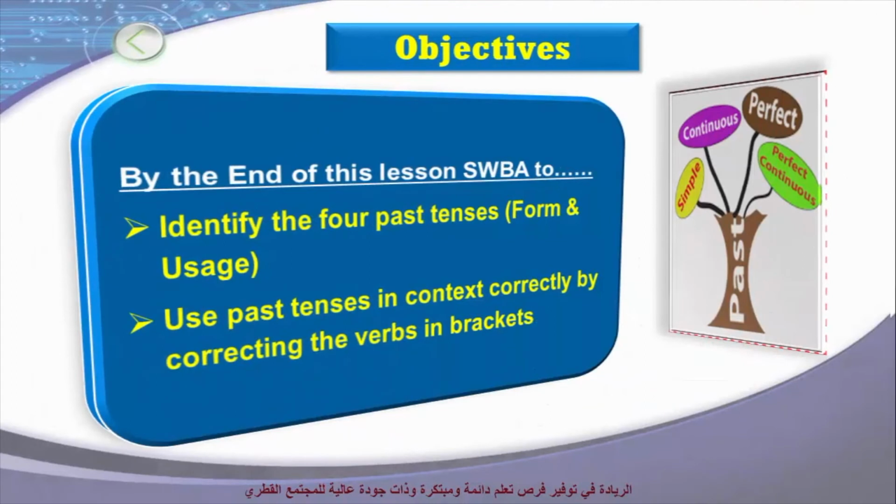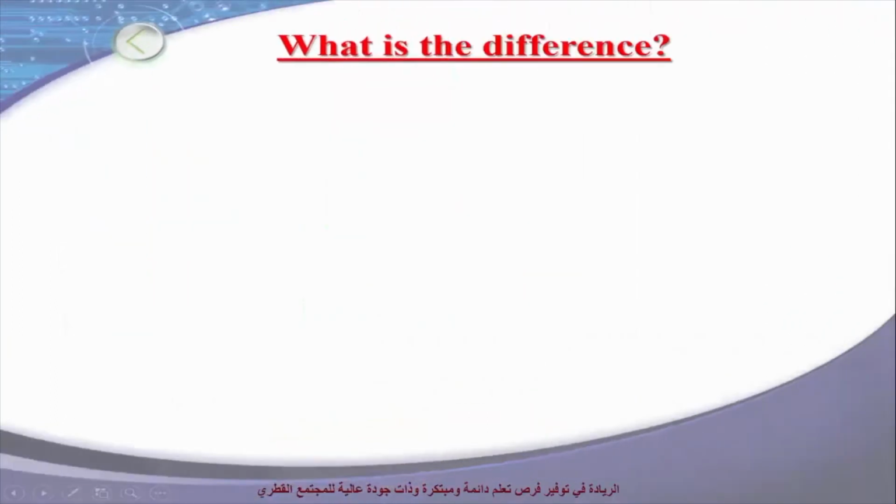By the end of this lesson, you are going to identify the four past tenses in terms of the form and the usage, and also you are going to use those past tenses in small practice by correcting the verbs in brackets. Let's start by considering those four sentences.